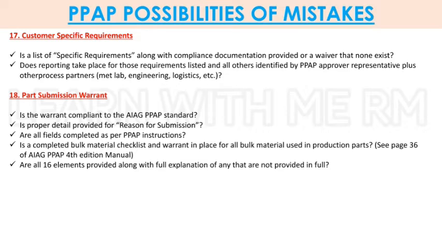18. Part submission warrant. Is the warrant compliant to the AIAG-PPAP standard? Is proper detail provided for reason for submission? Are all fields completed as per PPAP instructions? Is a completed bulk material checklist and warrant in place for all bulk material used in production parts? See page 36 of AIAG PPAP 4th edition manual. Are all 16 elements provided along with full explanation of any that are not provided in full?